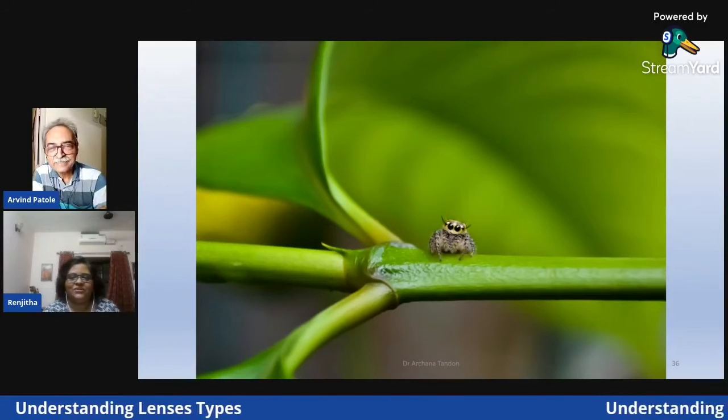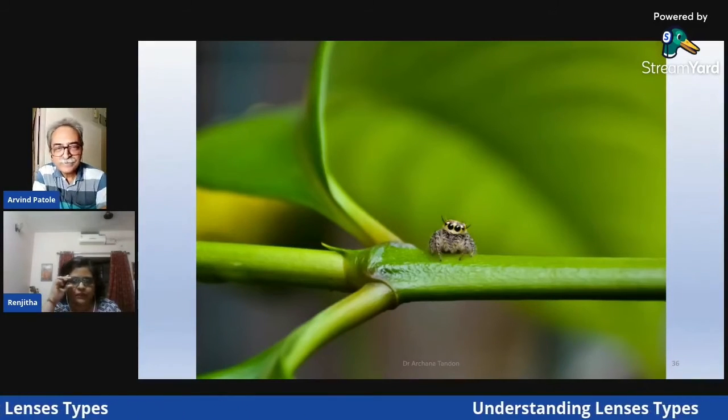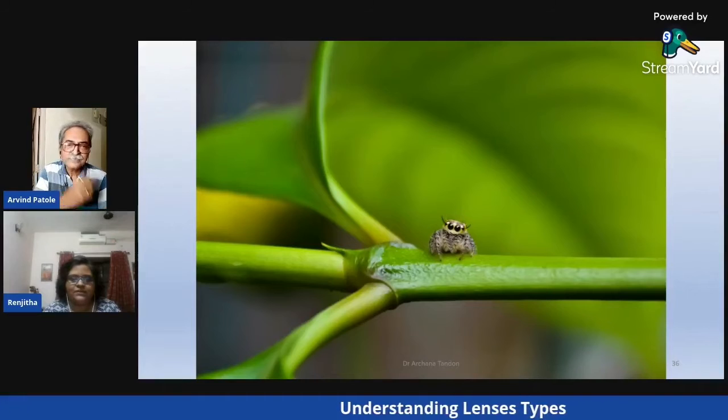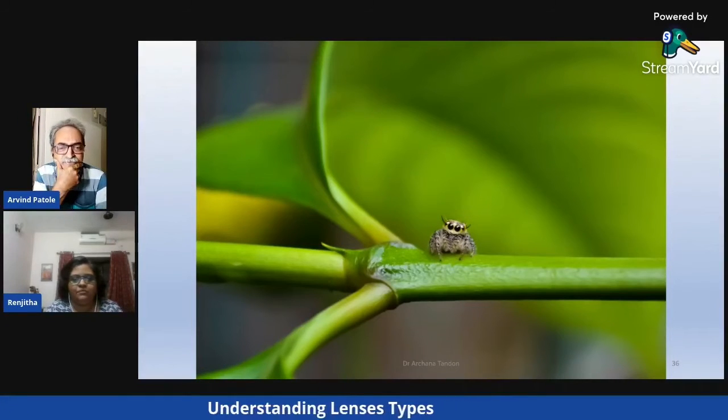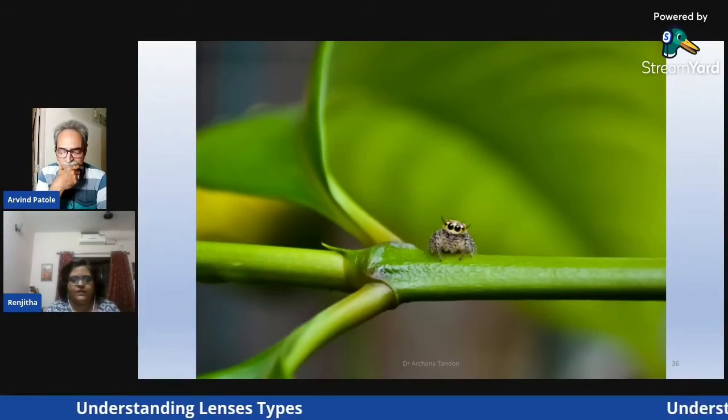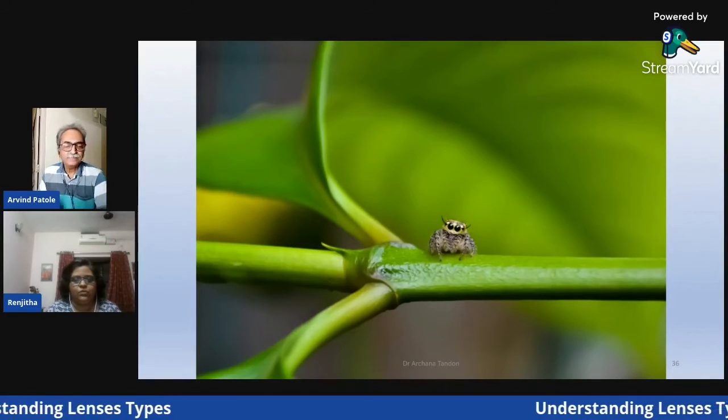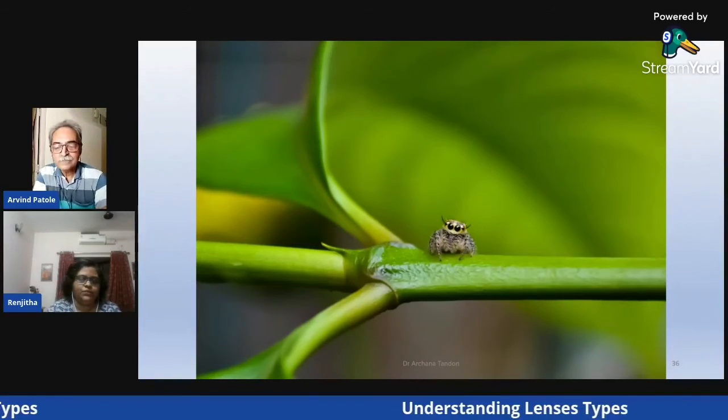Good evening, sir. This is the photo I shot in my garden. This is of a jumping spider. The aperture is set at 5.6, the shutter speed is around 125, and the ISO is 200.